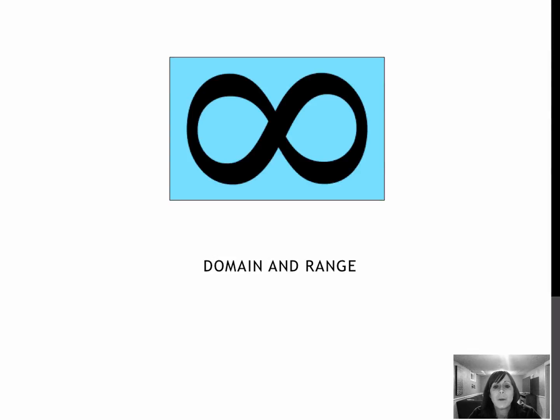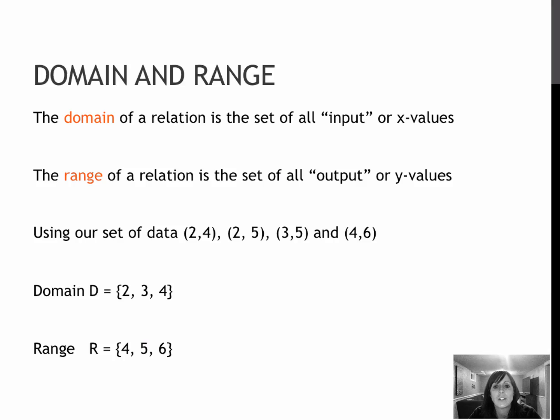We're going to now talk about the domain and range of relations. So the domain is the set of all of the input values, and so that would of course be our x values in a function or relation. The range of a relation is the set of all output or y values.